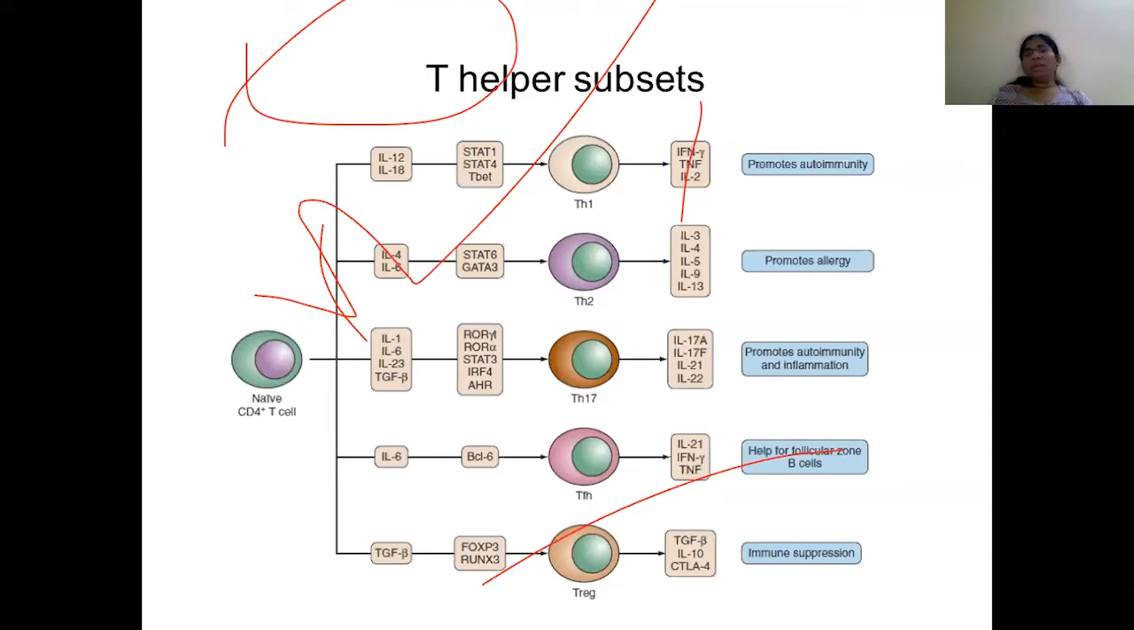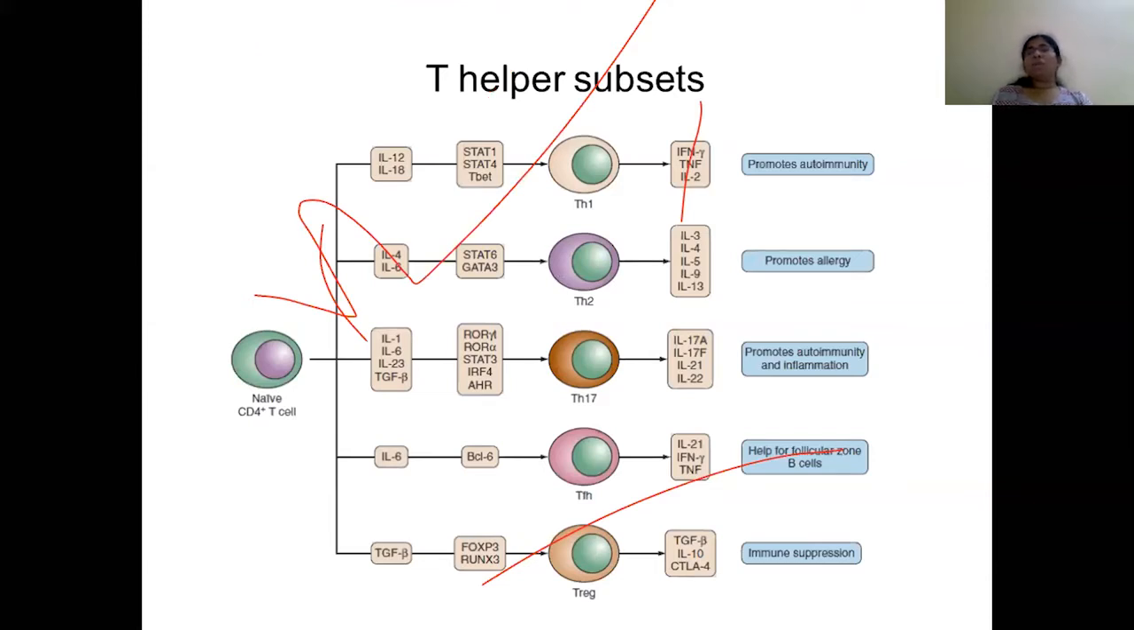So ultimately, three things happen. Three things are required. You require an antigen, you require a co-receptor engagement, and you also require the important cytokines to drive the naive T cell to become an activated T cell.